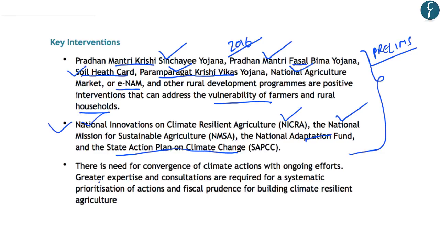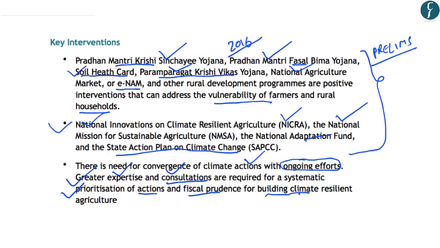So finally, the article concludes that there is a need for convergence of climate actions with the ongoing efforts of the Government of India. And there is a need for greater expertise and consultations for a systematic prioritization of actions and fiscal prudence for building climate resilient agriculture. So what this means is that there should be prioritization of actions which can help in reducing the risks which are associated with the climate change on the agriculture. Further, by the use of expertise and consultations and a scientific approach, the impact on the fiscal resources of the government can be minimized, and they can be made more prudent for building a climate resilient agriculture system in India.